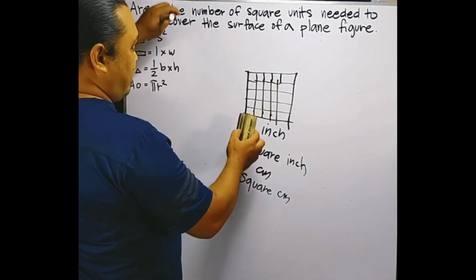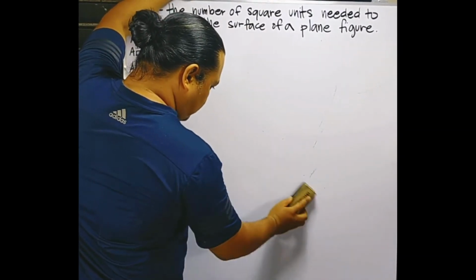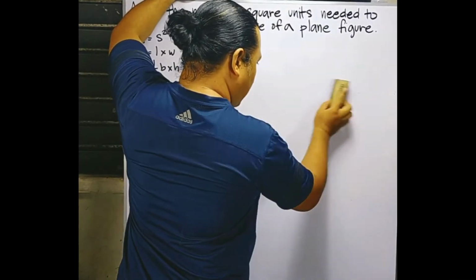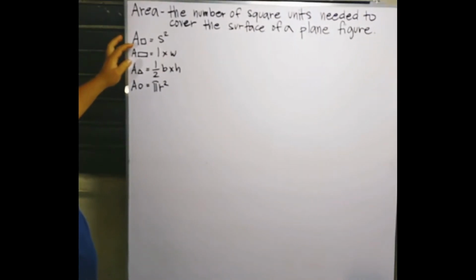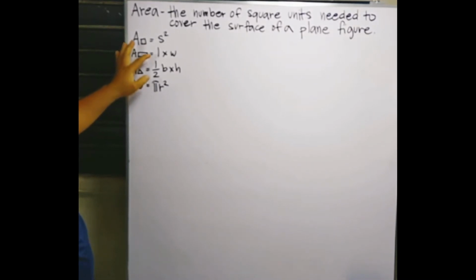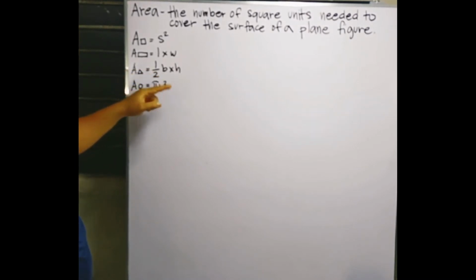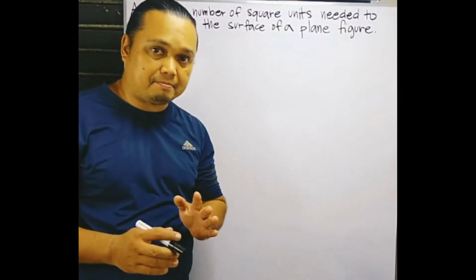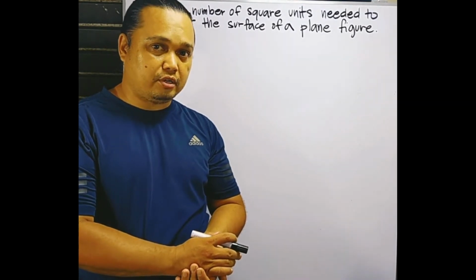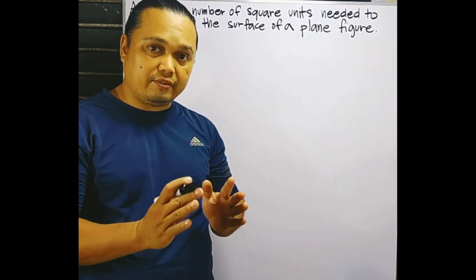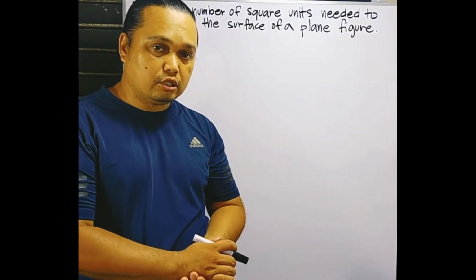Now for our area, we are using formulas. There are different formulas for different plane figures. Here on the board, the area of a square is S squared, while the area of a rectangle is equal to length times width. The area of a triangle is equal to 1/2 base times the height, while the area of a circle is equal to pi r squared. We are going to explain the formula for each plane figure one by one. We're going to give one example for each formula. Let's start from the square.